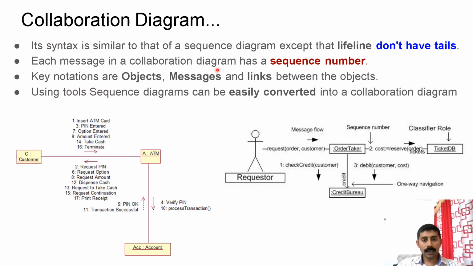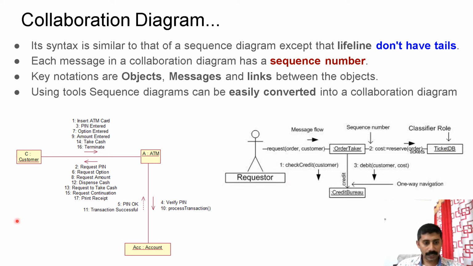Each message in a collaboration diagram has a sequence number. Key notations are objects, messages, and the links between the objects. Using tools, a sequence diagram can be easily converted into a collaboration diagram. So if you are developing your sequence diagram in Rational Rose or some other tool, you can easily convert that sequence diagram into a collaboration diagram.